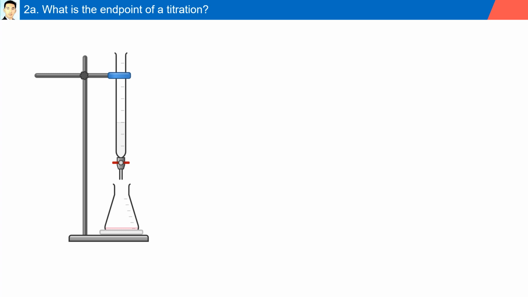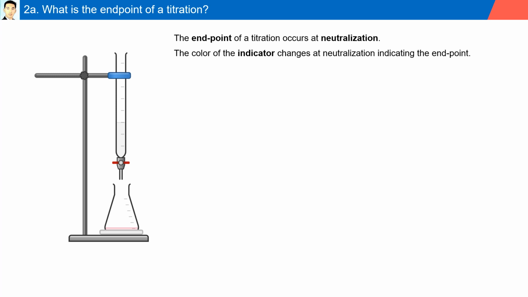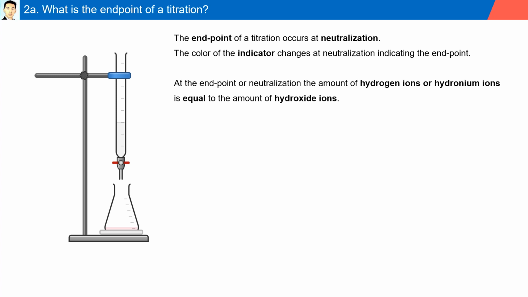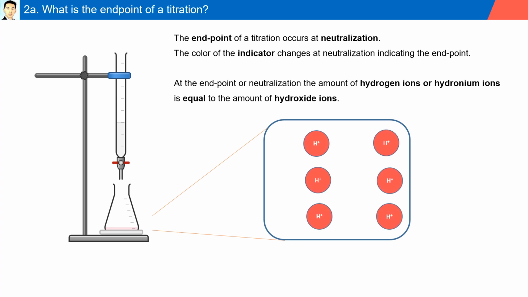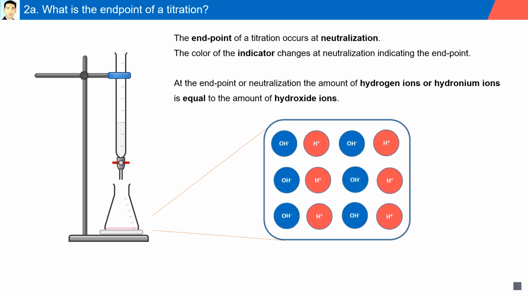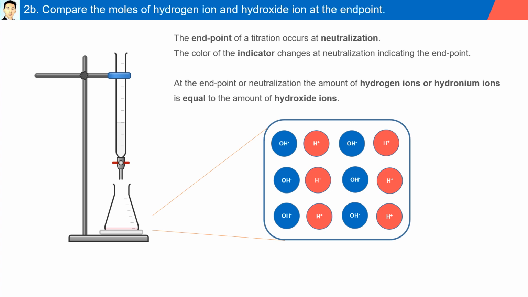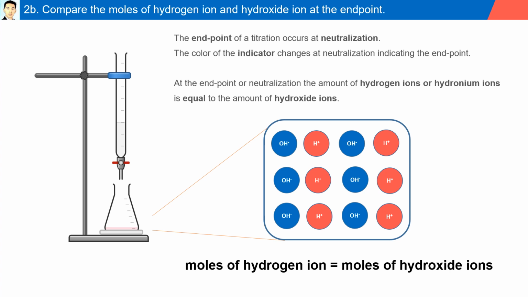What is the endpoint of titration? The endpoint of titration occurs at neutralization. The color of the indicator changes at neutralization, indicating the endpoint. At this point, the pH meter can also record 7. At the endpoint of neutralization, the amount of hydrogen ions and hydronium ions is equal to the amount of hydroxide ions. Here we can see the hydrogen ions are equal to the hydroxide ions. The moles of hydrogen ions are equal to the moles of hydroxide ions.